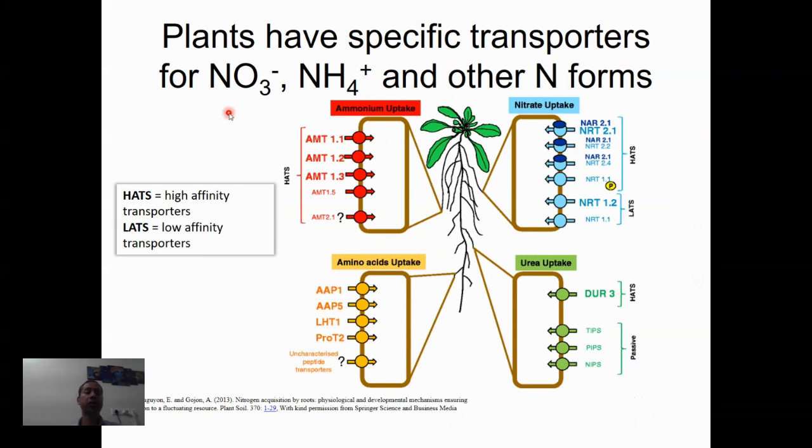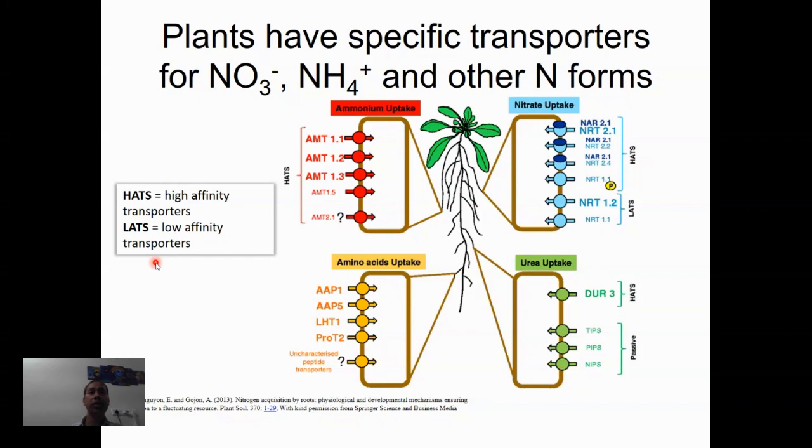And these transporters are also of two types. One is high affinity transporters, which we call HATs, and the other is low affinity transporters, known as LATs. So what is the difference between high affinity transporters and low affinity transporters? How they work actually depends on the availability of nitrogen in the soil.